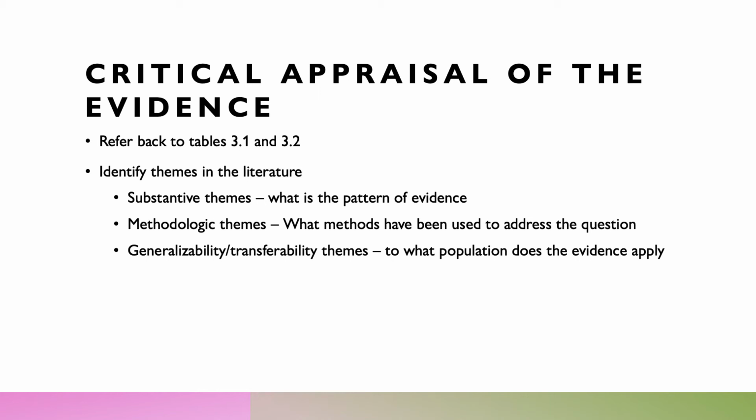Identify the themes in the literature. So there are 3 things that you may be looking for if you choose to look by themes. First is substantive themes. That is, what is the pattern of the evidence? The next is methodologic themes, which is what methods have been used to address the question. And then the third is the generalizability or transferability themes. So what population does the evidence apply to?